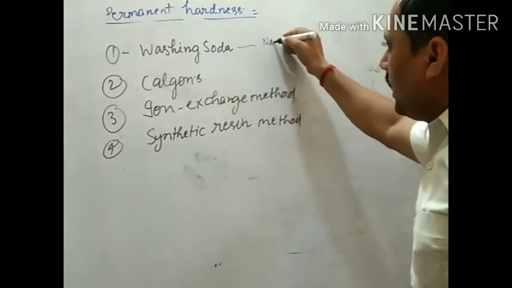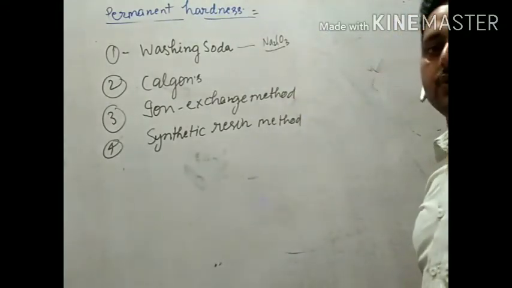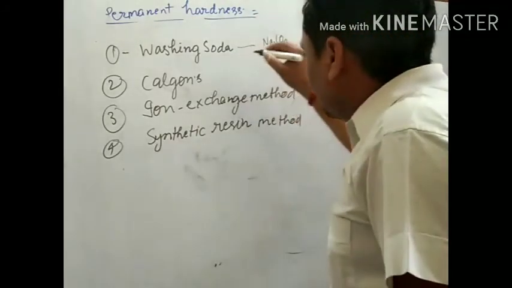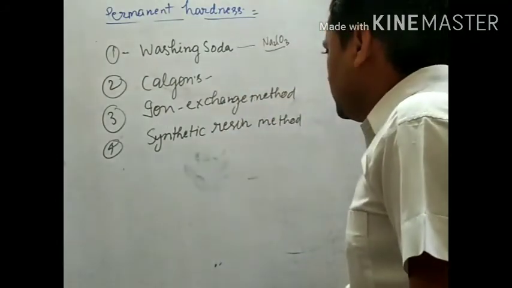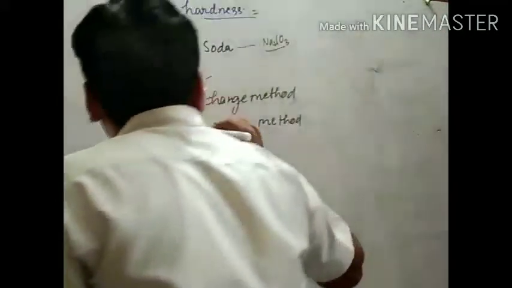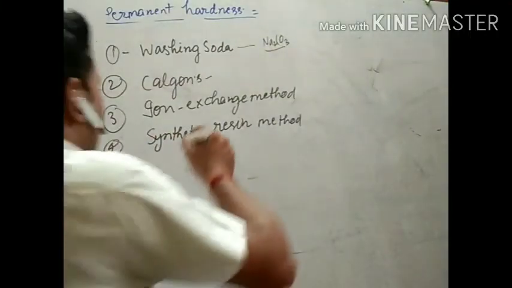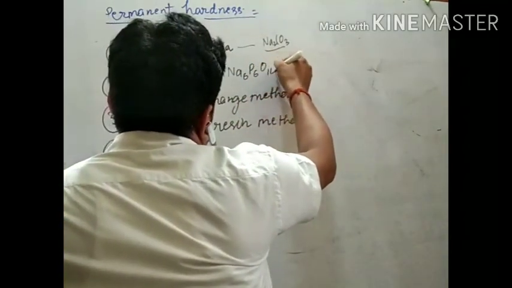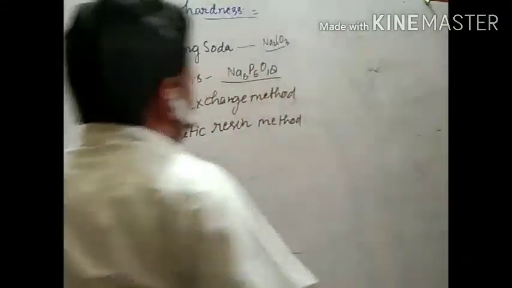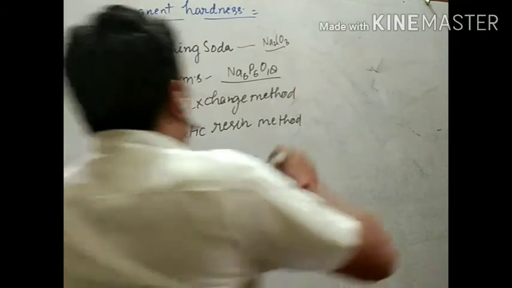In the washing soda method we use Na2CO3, and by this process we convert the soluble impurities into insoluble impurities. In the Calgon method, we use Calgon, and this method is very important. The Calgon method uses Na6P6O18, sodium hexametaphosphate. And next is the ion exchange method.